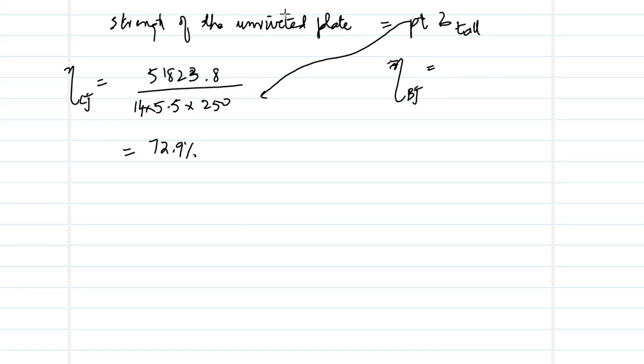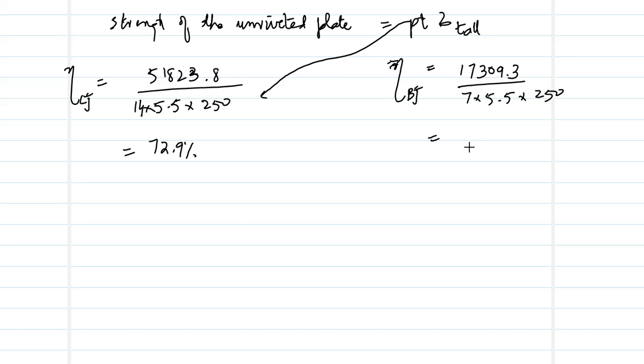Now in case of butt joint, again the least value is 17309.3 divided by, using the same formula, but now pitch and thickness are different. So 7 into 5.5 into sigma t allowable, 250.